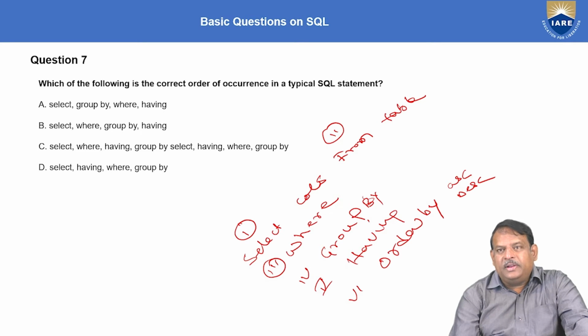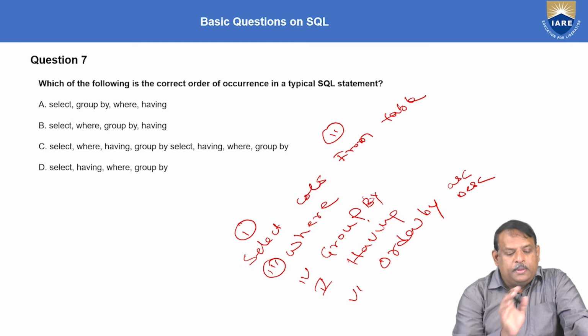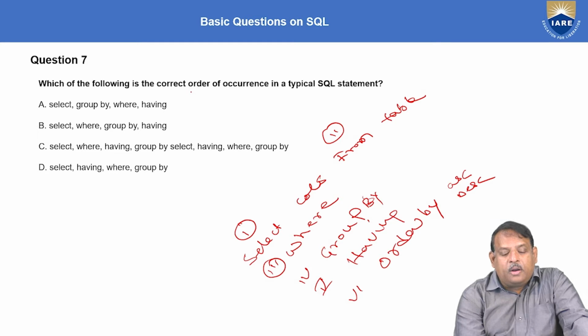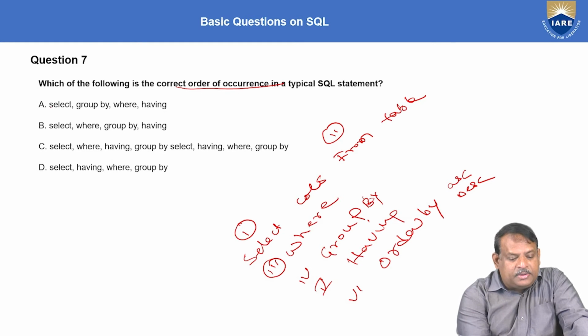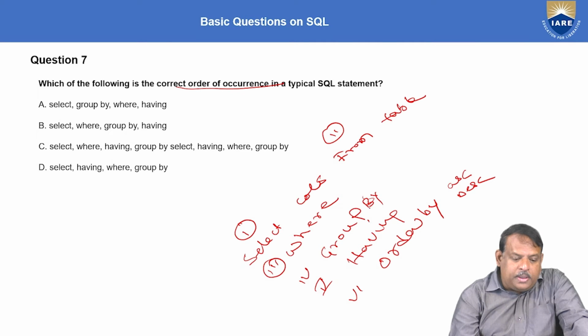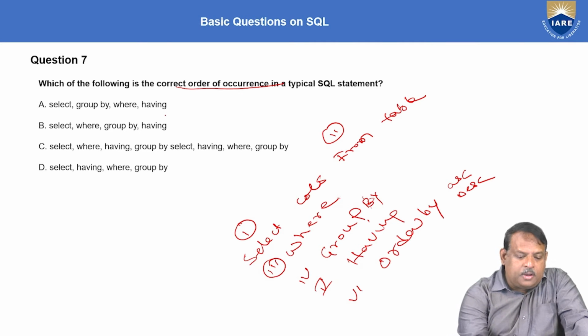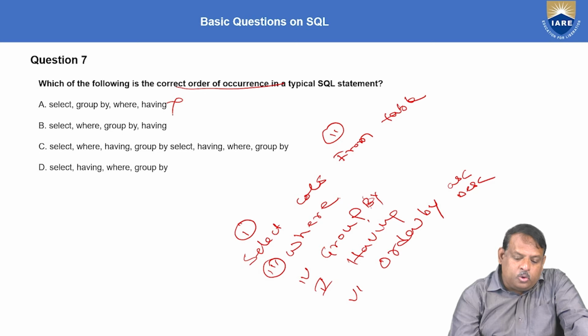Okay. Now this is the general SQL syntax order. Now we have to predict the correct order of the occurrence. First we'll see. Select is first, which is correct. Group by is before where. So this is wrong, because group by should come only after where.